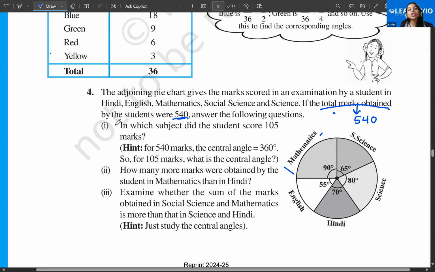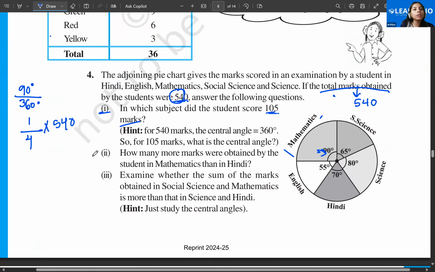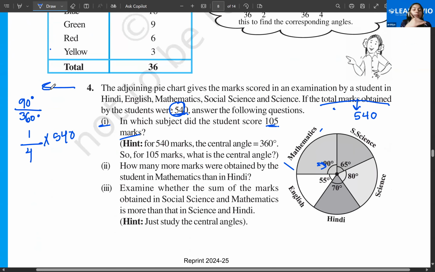So the first question is, if the total marks were 540, in which subject did he score 105 marks? But now they have given the angles, so how do we find it? We know this 90 is out of 360. Correct. So 90 upon 360 will give us the fraction, which will be 1 by 4. And then we multiply it with the total, 540. Basically, what we were doing to find the central angle, we do the opposite process. We're going in the backward direction.